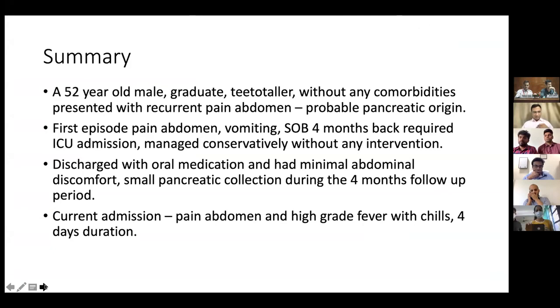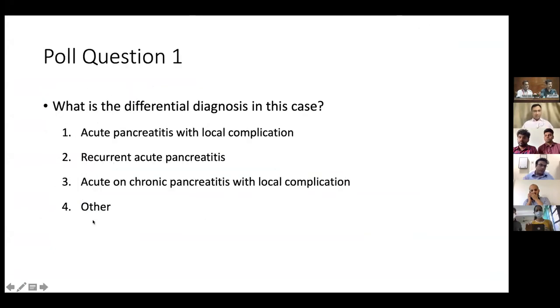Thank you, Vikrant, for the history. So we'll go on to the first poll question for the audience. I think if you can run the poll question. So what do you think is the differential diagnosis in this case? Is it acute pancreatitis with a local complication? If it's a recurrent acute pancreatitis, acute on chronic pancreatitis with a local complication, or if the diagnosis is something apart from any of this?